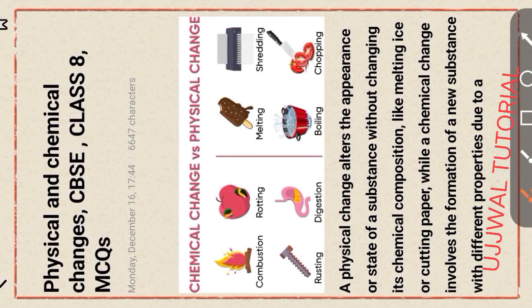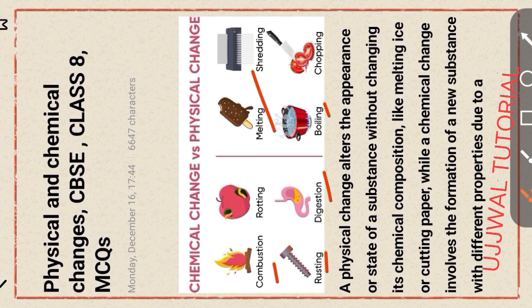My dear viewers, now let's discuss physical and chemical changes based on CBSE Class 8 in MCQ-type question answers. Chemical change examples: combustion, that is the burning of wood, rotting of fruit, rusting of iron, digestion. But physical change: melting of ice cream, salting, boiling, cooking of tomato.